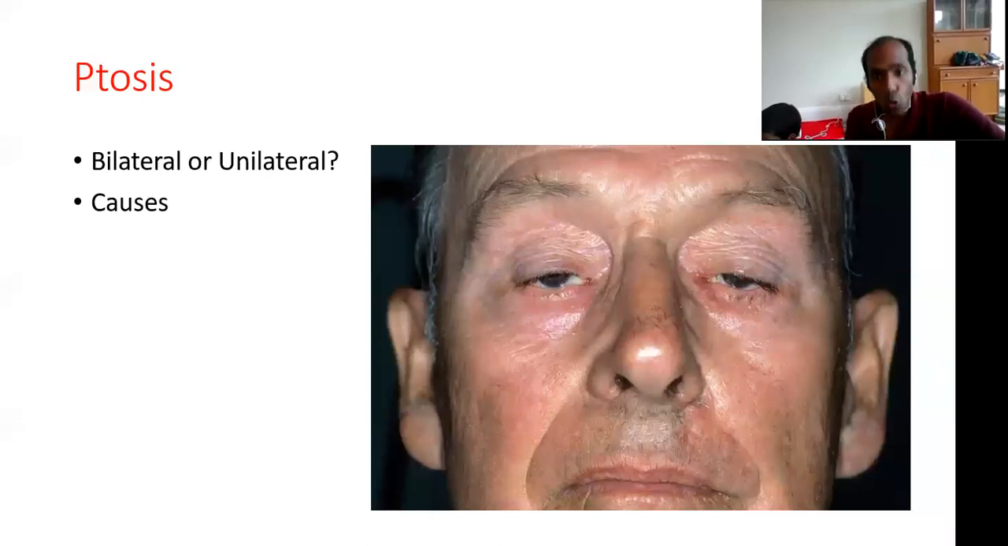Moving on to the rest of the cranial nerves, another common problem you will see in your examination of the cranial nerves is ptosis. I'll talk a little bit about ptosis, but then we'll move on quickly. Now, ptosis is due to a weakness of a particular muscle. What is that muscle? The levator palpebrae superioris muscle.